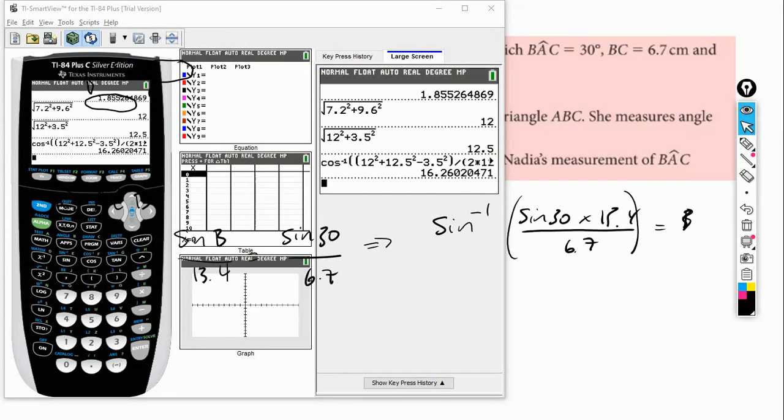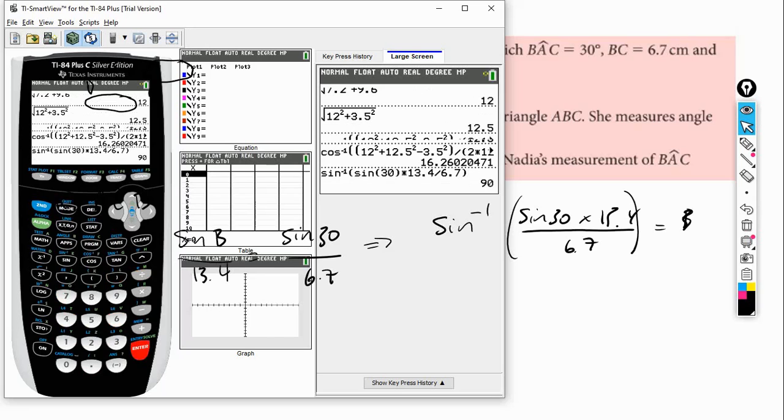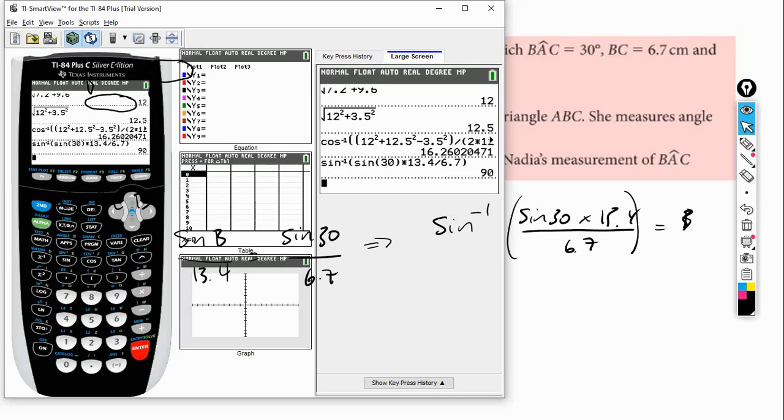So in order to find angle B, we have to do the inverse sine of what we got there. So second function to give us the inverse sine of sine of 30, which is 1/2 as we know, but we'll just write sine of 30, that's okay, times 13.4 divided by 6.7. And we need to close the parentheses there. And this is going to give us 90. So that means that B is 90 degrees.